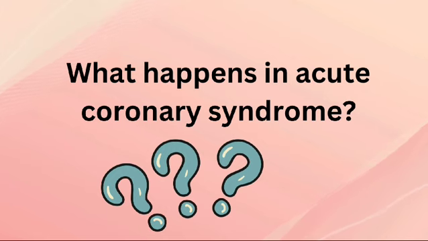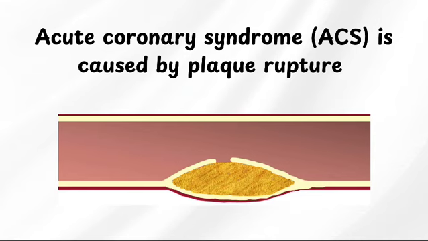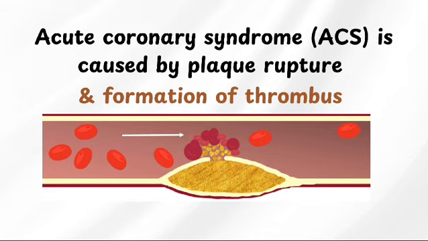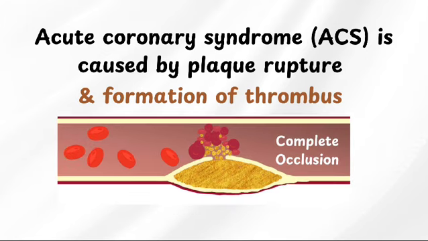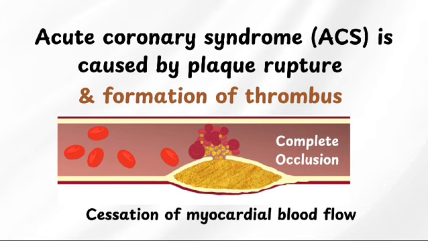So what happens in acute coronary syndrome? In acute coronary syndrome, or ACS for short, the plaque is typically unstable with a thin cap that can easily rupture. When this happens, it exposes the underlying contents to the bloodstream, triggering the formation of a thrombus, a blood clot. The clot can then cause either partial or complete occlusion of the vessel. In partial occlusion, there will be a sudden reduction in the blood flow to the heart, leading to ischemia or infarction. The clot can cause a complete blockage of a coronary artery, which will restrict blood flow to the heart and lead to a myocardial infarction.